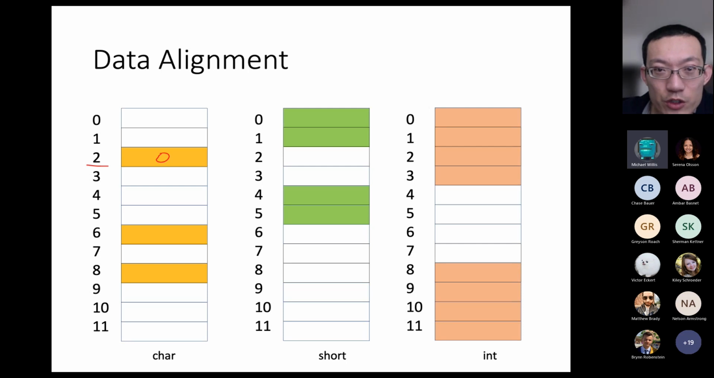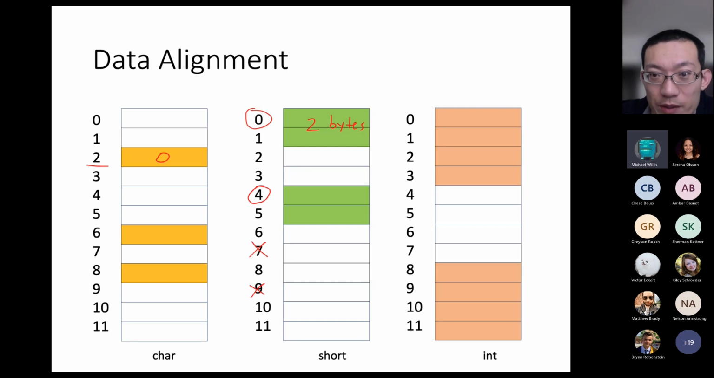The second example is a short. Short is 2 bytes. For these 2 bytes, you need to find the starting address to be the multiple of 2. So 0 can be the starting address, 4 can be the starting address, but not 7, not 9, because they are not the multiple of 2. So a short variable cannot have a starting address like 7 or 9.